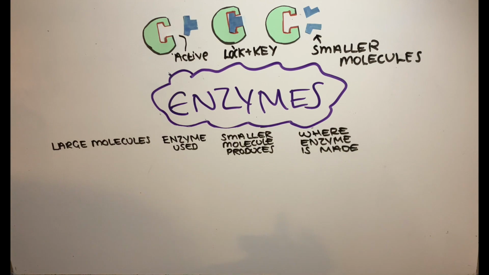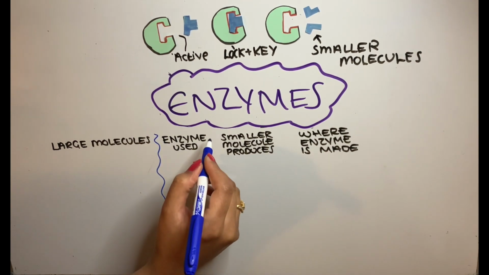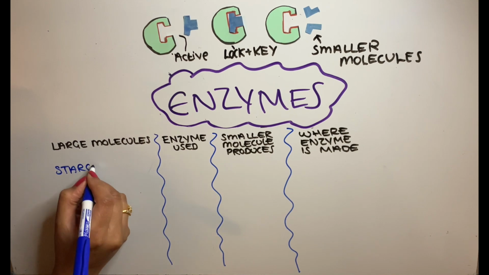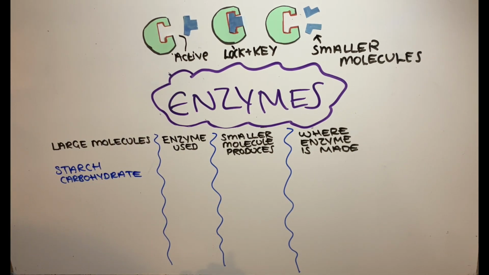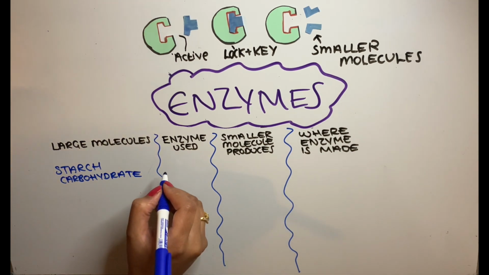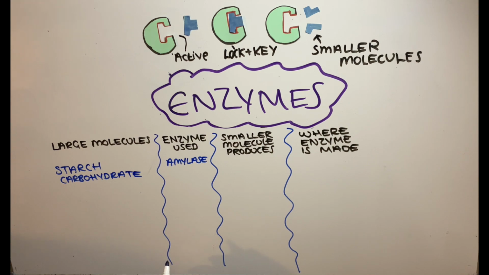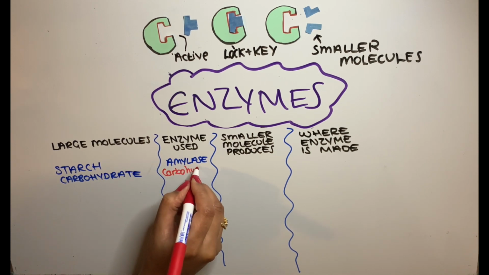So now we're going to consider some different enzymes used to break down larger molecules within our bodies. So first of all, if we consider our larger molecules, the first one that we are going to consider would be starch, which is also a carbohydrate. The enzyme which is used to break down starch or the carbohydrate could be amylase, and amylase is an example of the enzyme carbohydrase.